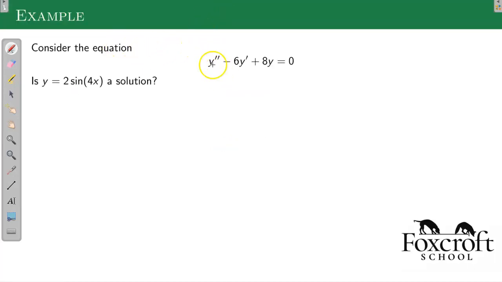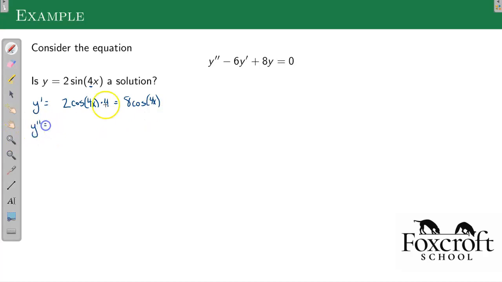Now consider this equation. This is a second order one. We won't talk about these a lot, but for verifying we can. y double prime minus 6y prime plus 8y equals 0. Is this a solution? Right away we need to know what the derivative and the second derivative are. To find the derivative, the 2 stays, sine turns into cosine, and because there's a 4x in the parentheses, we remember to do the chain rule. I multiply those together to get 8 cosine of 4x.